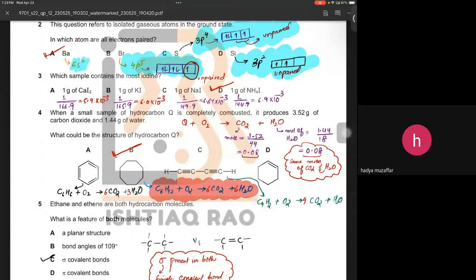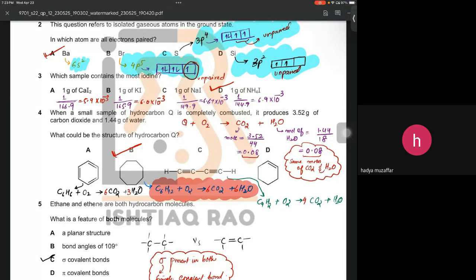So you can see that they have given the mass of carbon dioxide, that is 3.52 grams. I'm going to divide it by the molecular mass, that is 44. Okay. And then they have given you the mass of water, that is 1.44. So I'm going to find out the moles. I'm going to divide it by the molecular mass of water, that is 18. Then I would be getting the moles of CO2 and the moles of water. So I'm getting the same moles of carbon dioxide and the same moles of water.